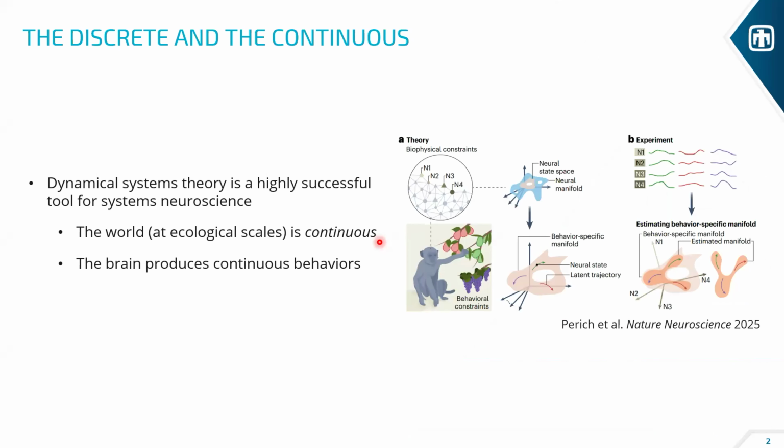So there's a tension in neuroscience between the discrete and the continuous. This is something that has been brought up a couple of times already in this meeting. But on the continuous side, we know that dynamical systems theory has been highly successful over the last few years as a tool for systems neuroscience. The world at ecological scales is continuous, and the brain is sort of set up for producing continuous behaviors. And the way that this manifests in our analyses in neuroscience is that we take neural activity and we transform it into continuous values that we can then map to these high-dimensional spaces and look for structures like manifolds and other continuous structures and try to interpret those in the context of computations that the brain is performing.